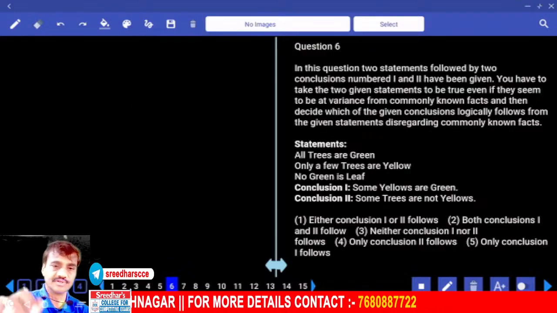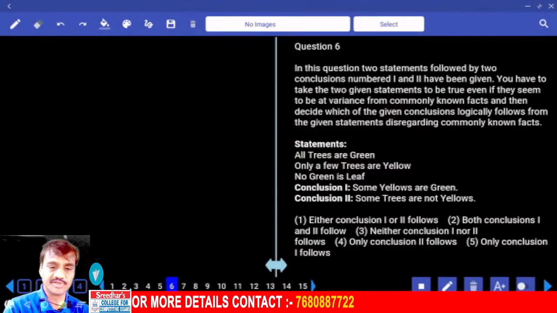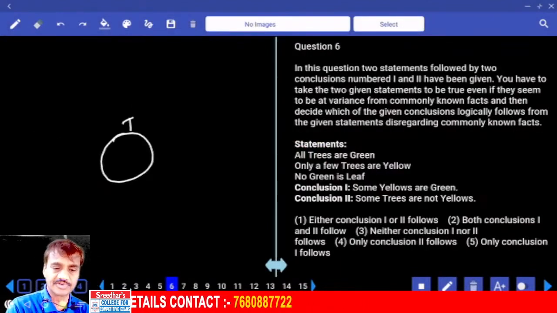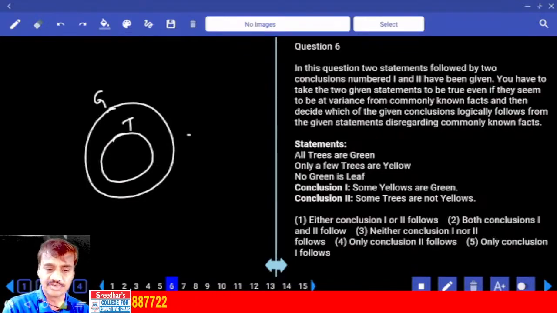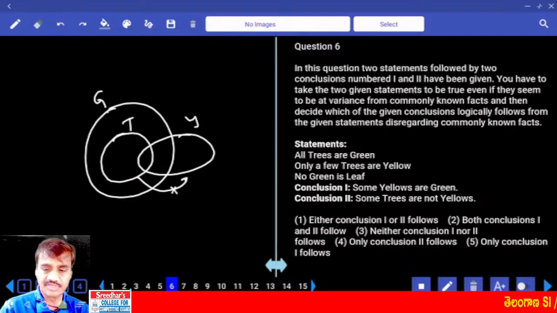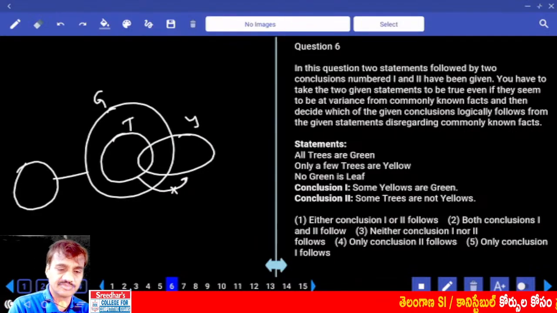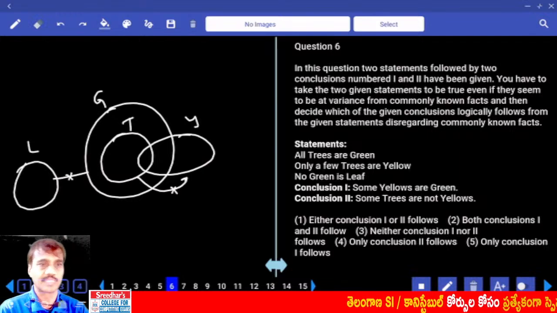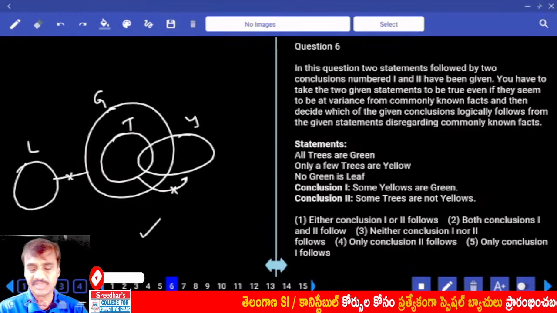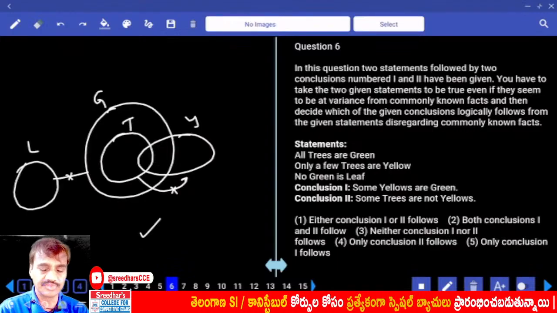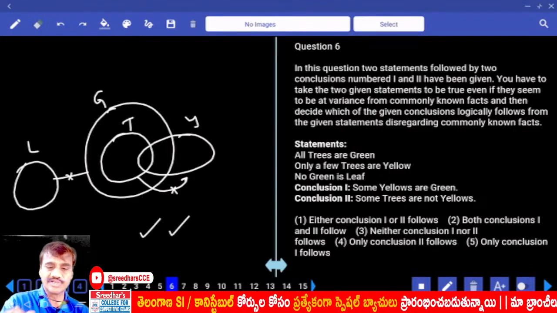All trees are green. Now these are the trees that are green. All these trees are a part of green. All trees are green and only a few trees are yellow. Some trees are yellow but not all. No green is leaf, no intersection between green and leaf. Then some yellow are green, definitely true. Some trees are not yellow, that is definitely true.